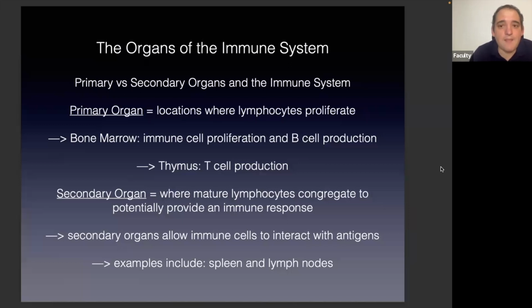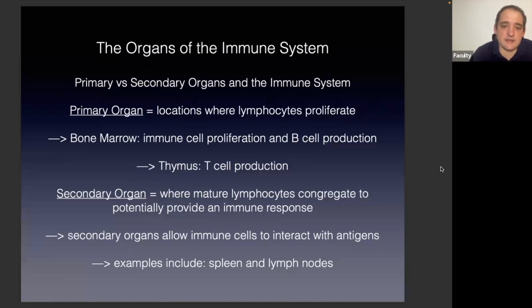The primary organs, the main ones, are the bone marrow and the thymus. These are locations where different types of lymphocytes, which are essentially a type of white blood cell, proliferate. The bone marrow is mostly associated with B cell production, B cell proliferation, whereas the thymus is really associated with T cells.